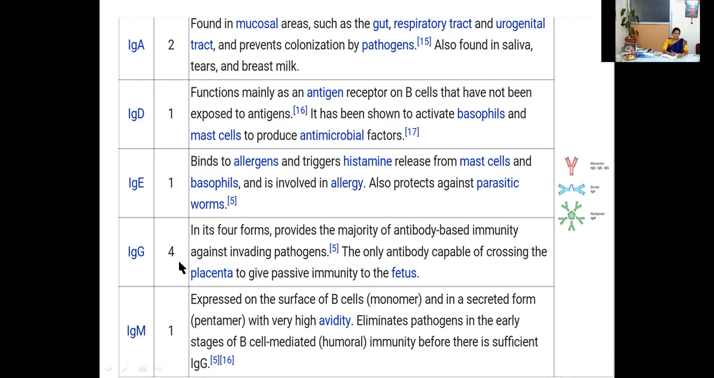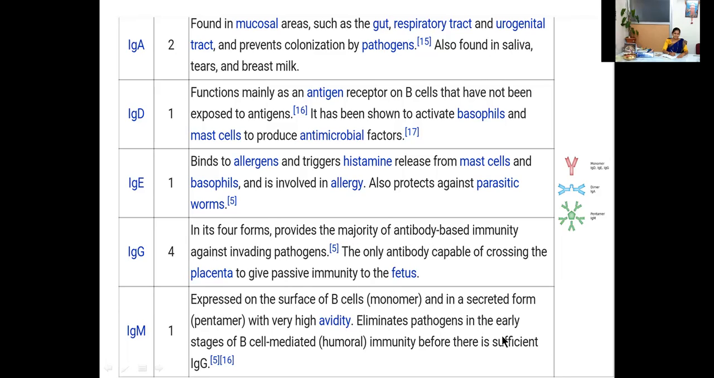IgG has four classes, that is IgG1, 2, 3, and 4. In its four forms, it provides the majority of antibody-based immunity against invading pathogens. The only antibody capable of crossing the placenta to give passive immunity to the fetus is the IgG immunoglobulin molecule. IgM has only one class, expressed on the surface of B cells as a monomer, and in a secreted form it is a pentamer with very high avidity.